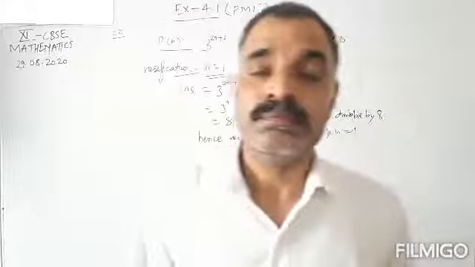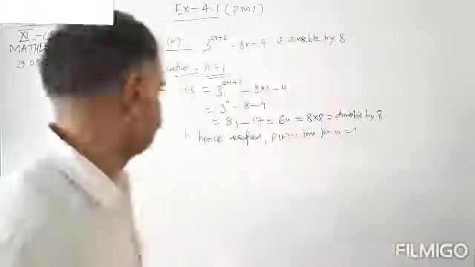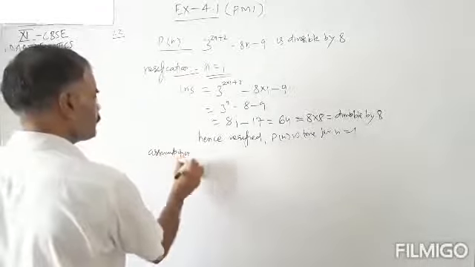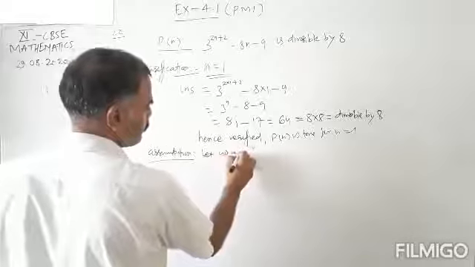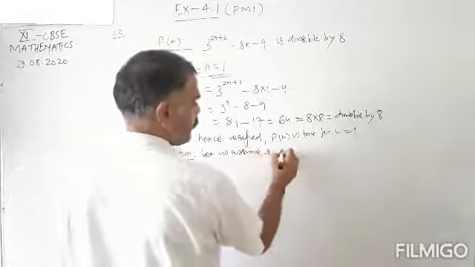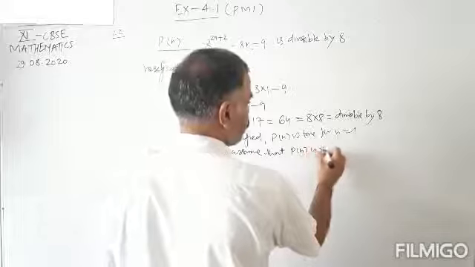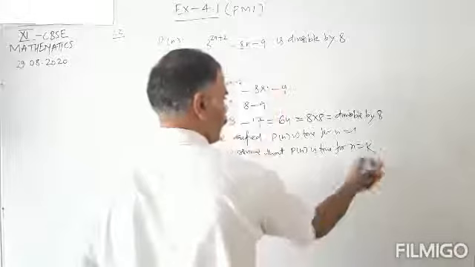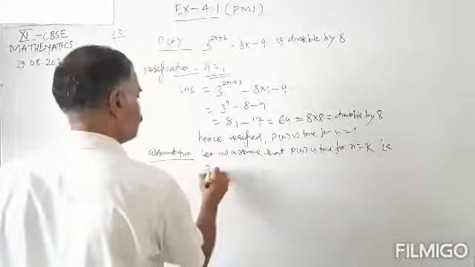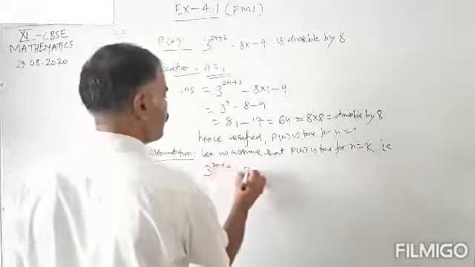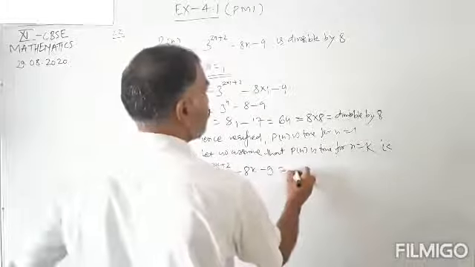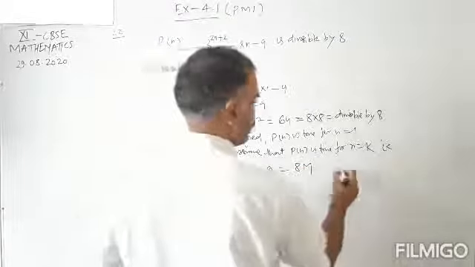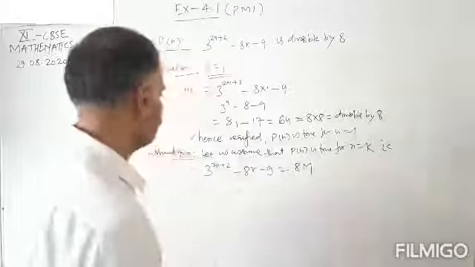Now the assumption step. Let us assume that Pn is true for n equals k. That is, 3 to the power 2k plus 2 minus 8k minus 9 is divisible by 8, that is, equal to 8m. This is the assumption step.